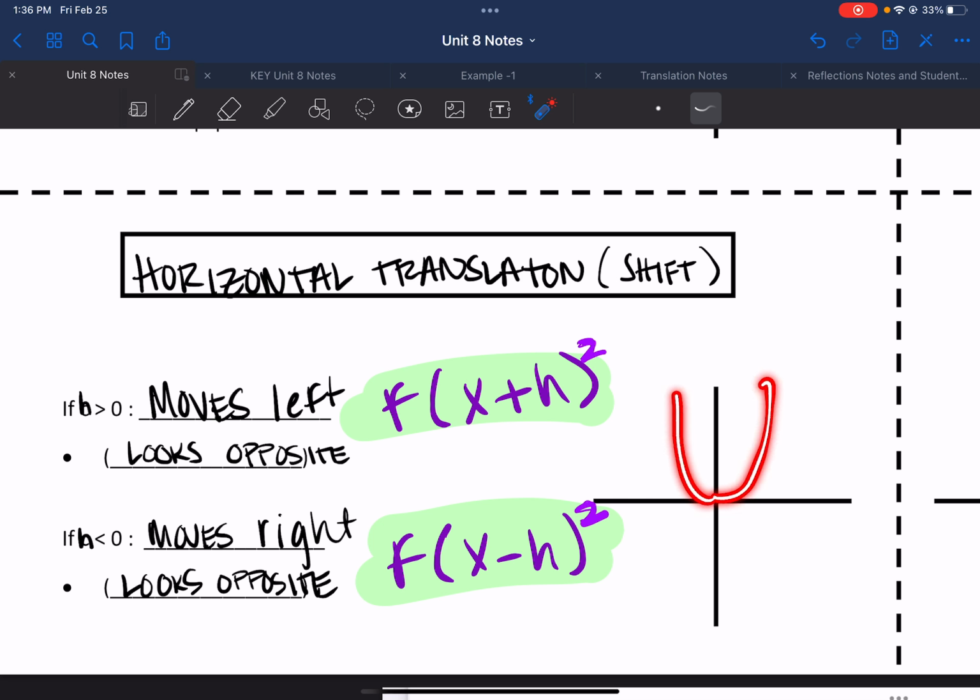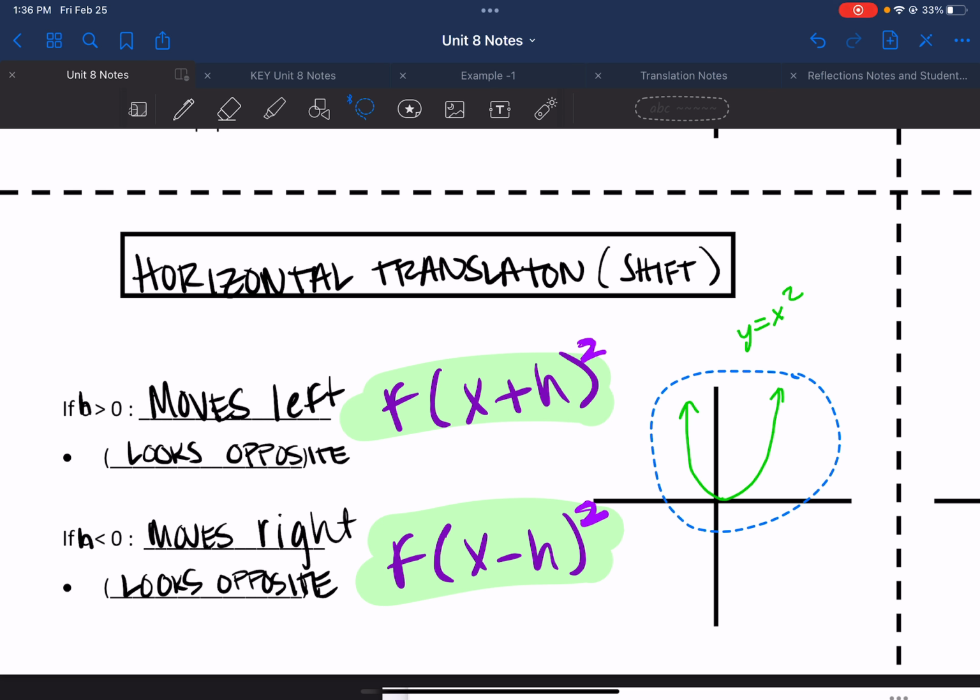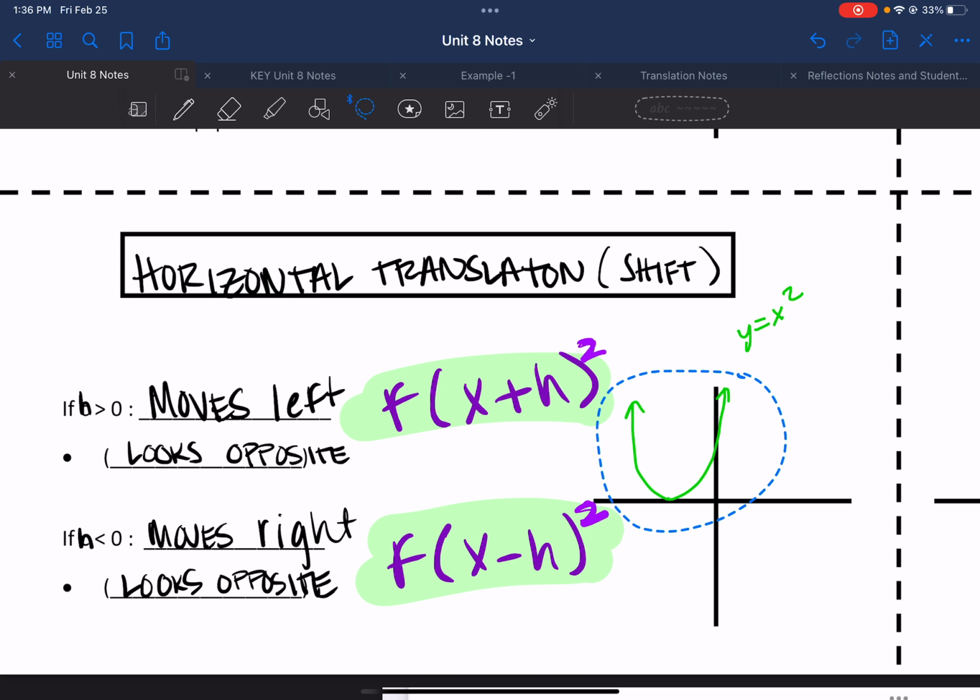So let's say this is your graph right here. Actually, let me go ahead and draw my parent function because we know that's going to be right here, right? Y equals x squared. All right, so let's say I'm adding something inside the parentheses. If I'm adding, it's going to move it left. It's the opposite of what you normally would think, right? So then it's going to move left, left, left.